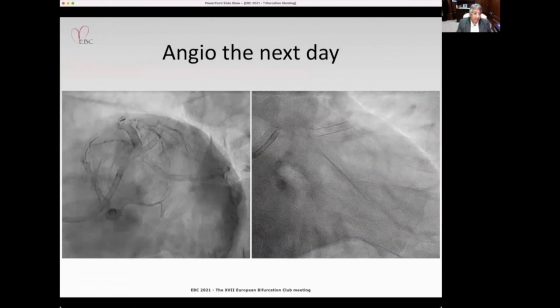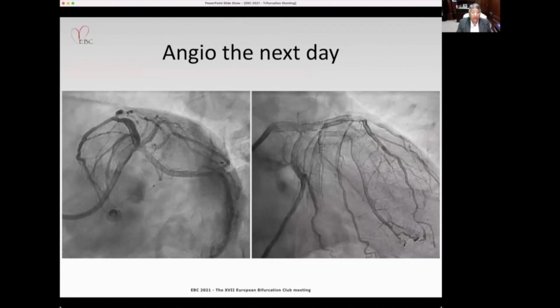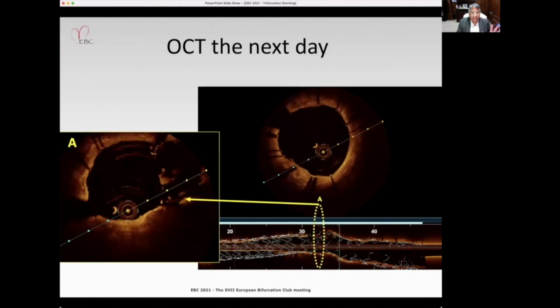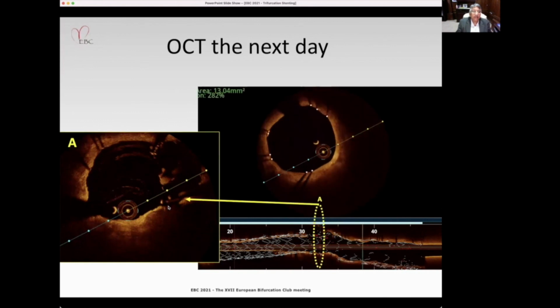Angio looked pretty decent. And we thought we were going to do another OCT at this point of time. So we did another OCT, and happy to note that the thrombus is much, much less. But it's still there. You can see the struts here of the tap.